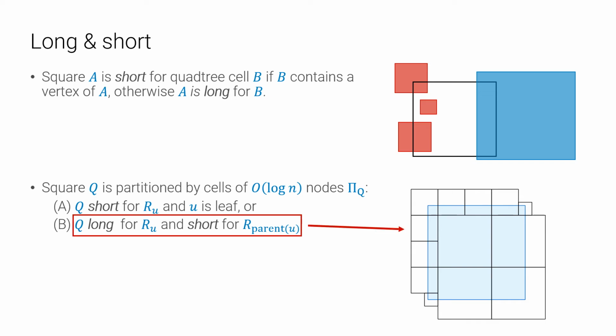So when we're inserting square Q into the 2D cross-section to report the vertices, we're going to do it locally within the cells of these log n nodes pi q. So in the following, we're going to give some details as to how we do this specifically for quadricells that Q is long for. The other case, where Q is short for the quadricell, is fairly straightforward.